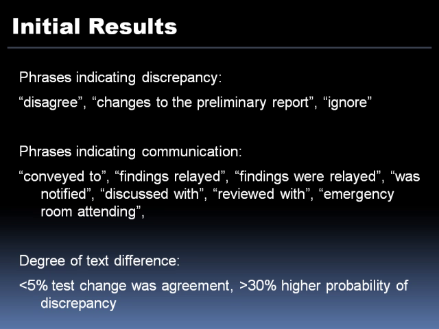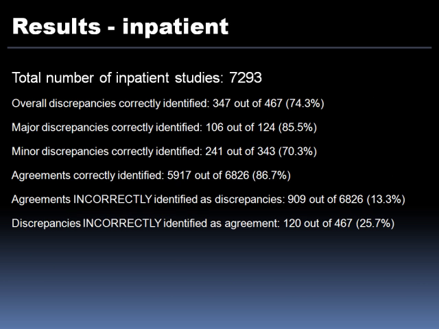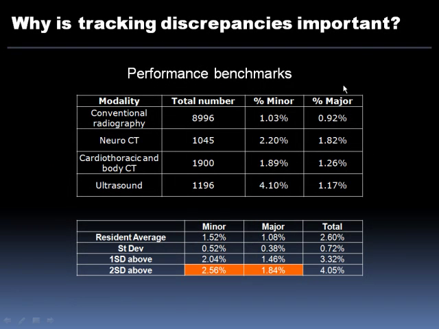Has that changed the percentage of discrepancies from 3 to 4% to a higher ratio or lower ratio? Yes. So what's interesting is these numbers are actually low, and it's because it's only ED studies and it's only a subset, and it combines both residents and fellows.